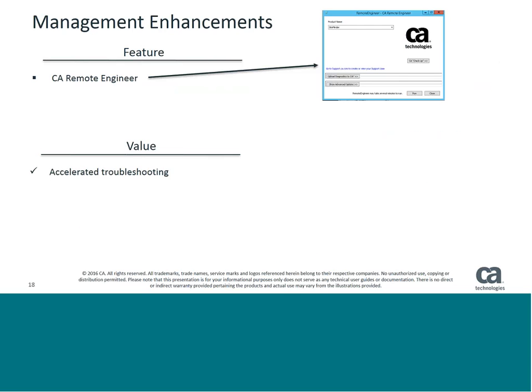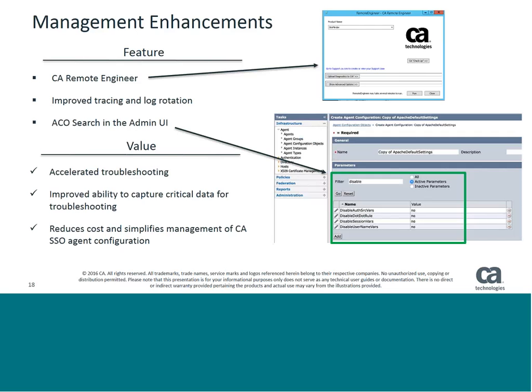And when it came to management enhancements, we have the CA Remote Engineer, which is a diagnostic and data gathering utility shipped with SSO. It collects the required telemetry and SFTPs the logs to support. And we also improved on the log rotation. We have some features for object searching, ACO search within the admin UI. So the focus was towards accelerated troubleshooting, improved ability to capture critical data for troubleshooting, reduced cost, and simplified management of SSO agent configuration.